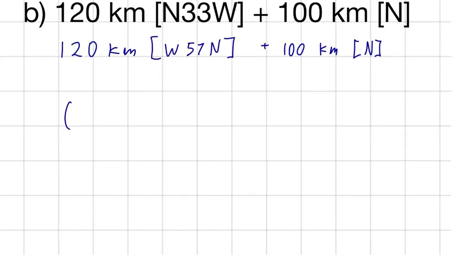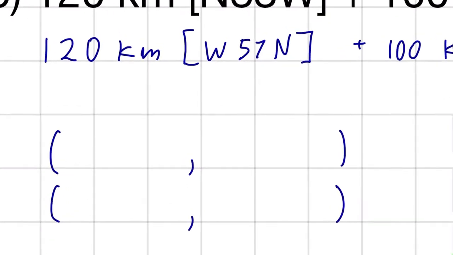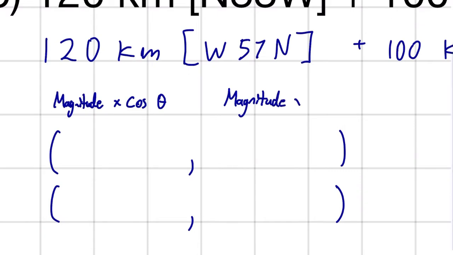All right, let's add these vectors. So when we have an angle here, what the components are going to look like in the east-west direction is going to be the magnitude times cos theta, and here we have the magnitude times sine theta.